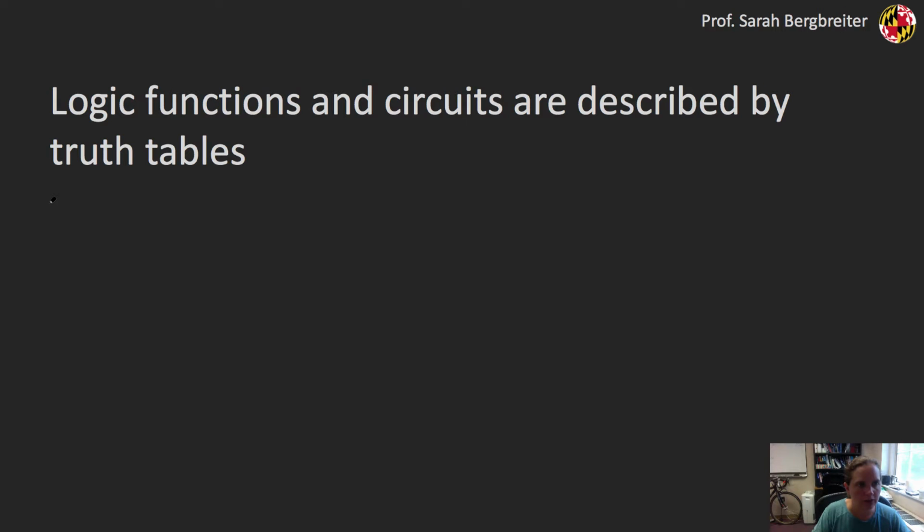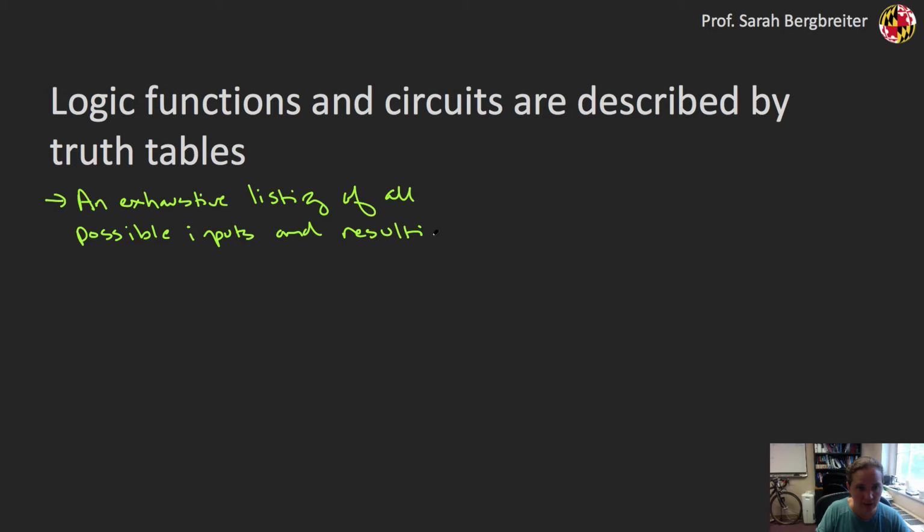Now, logic circuits like the one you just saw and logic functions in general are going to be described by truth tables. So truth tables are going to be an exhaustive listing of all of the possible inputs for that circuit. And these are binary inputs, remember, of all possible inputs, as well as the resulting output from that particular logic circuit. So a truth table is going to describe the behavior of a logic gate or a logic circuit, or any kind of logic function for that matter.